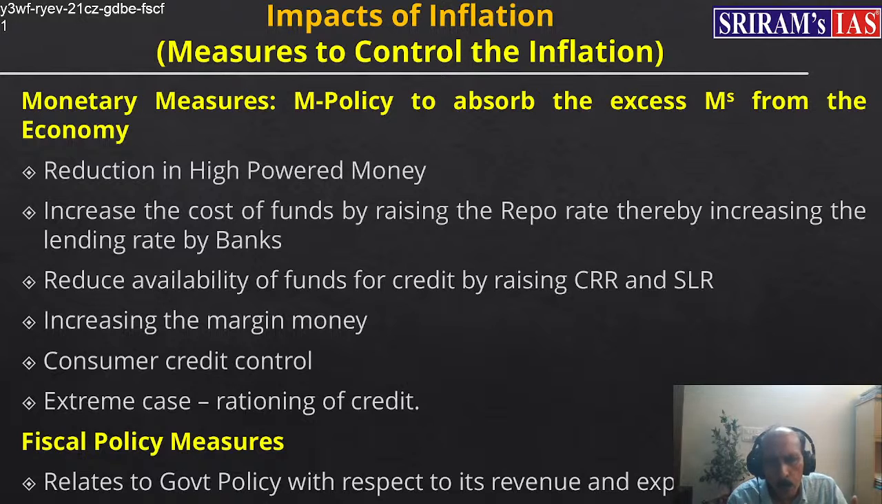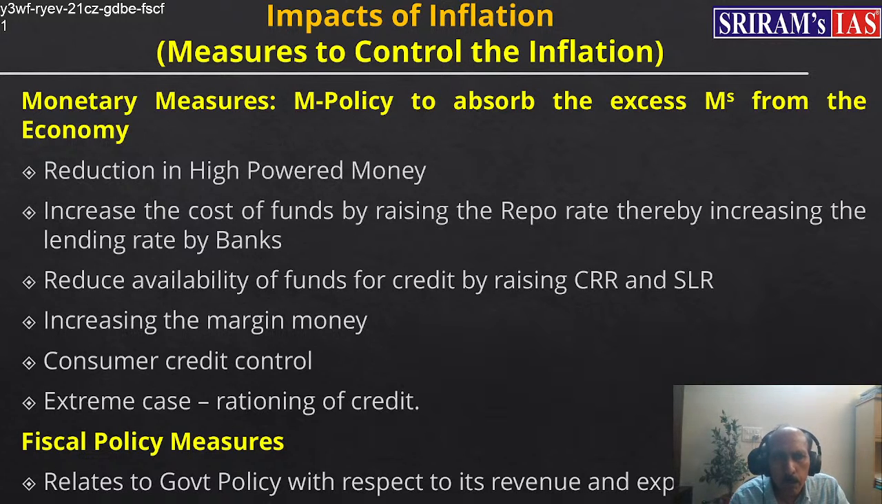Therefore, through monetary policy, the Reserve Bank of India may affect the availability of credit in the market and the cost of credit in the market, and both will lead to a reduction in credit demand. Reduction in credit demand means a fall in aggregate demand, if the inflation is mainly on account of an increase in demand.